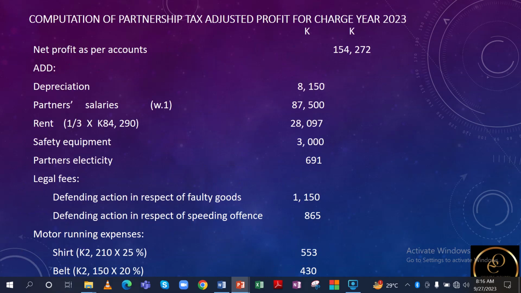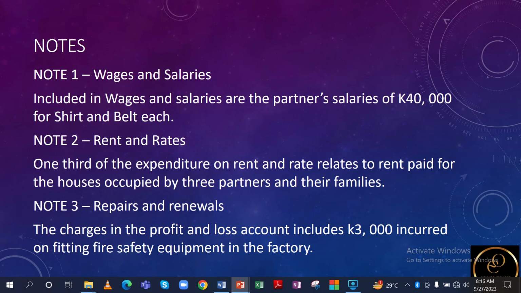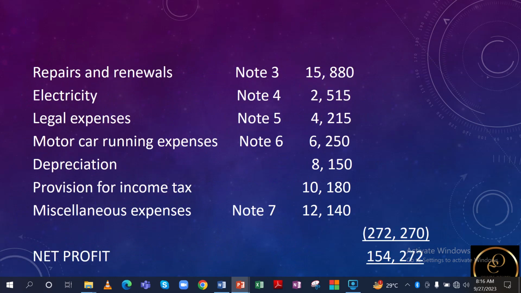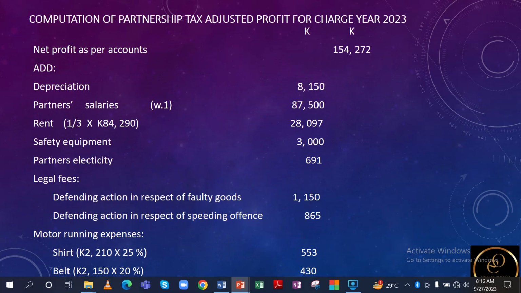So I start with computation of partnership tax adjusted profit for charge year 2023, which is part A of our tasks. So we have reported profit, which we're going to get from the income statement. The income statement provided tells us the reported profit is 154,000. So net profit as per account, 154,272 to be exact. So you put it there in the template.